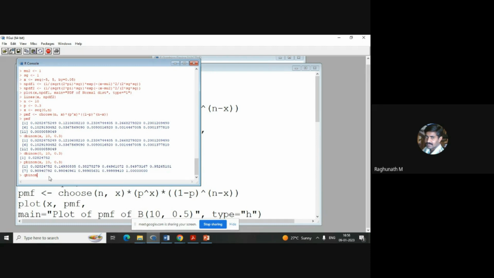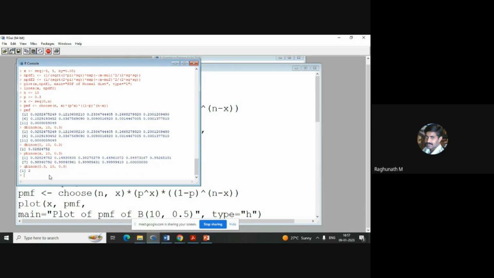Especially for continuous, it is very easy. You can make a practice of that. qbinom, you can put some value, whatever, 0.3, n, 0.3. So it will give you the quantile. So the quantile is 2 here, because if you observe this CDF, 0.3 will be in between this and this. Hence it will take the upper limit as 2.